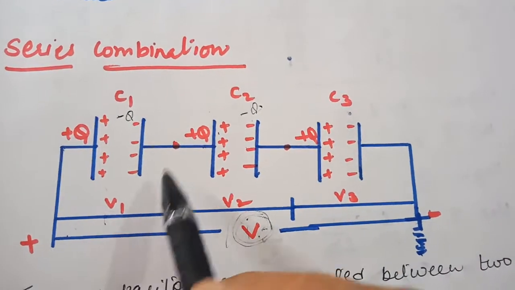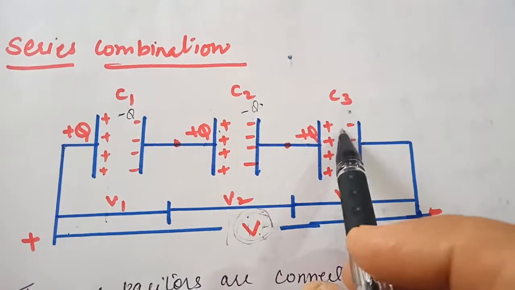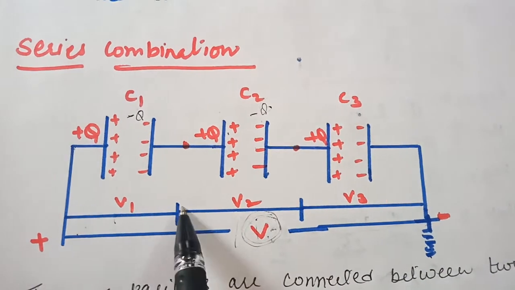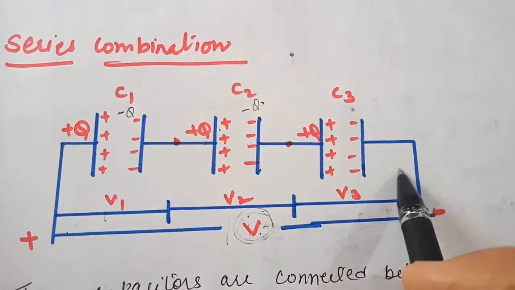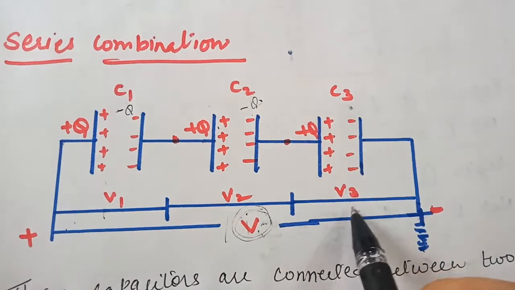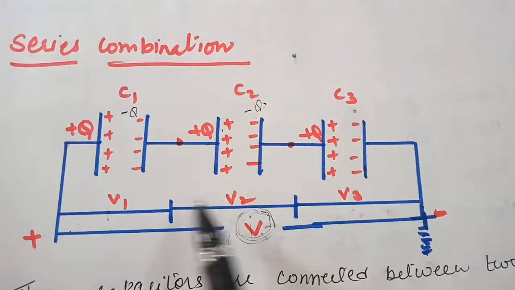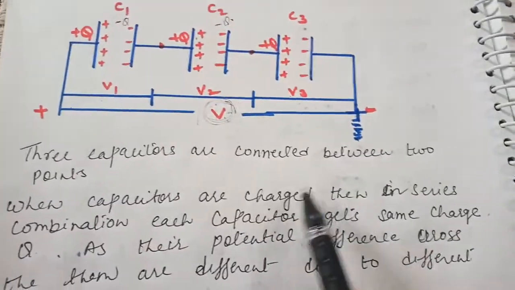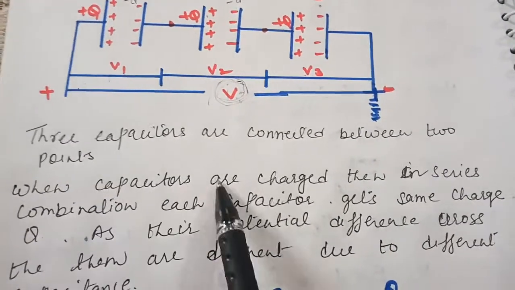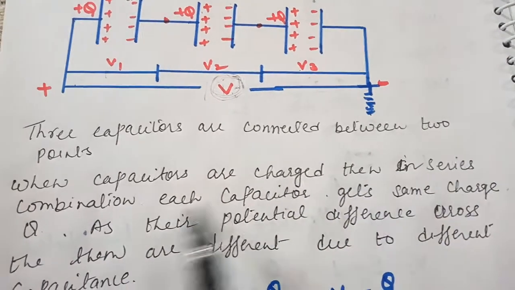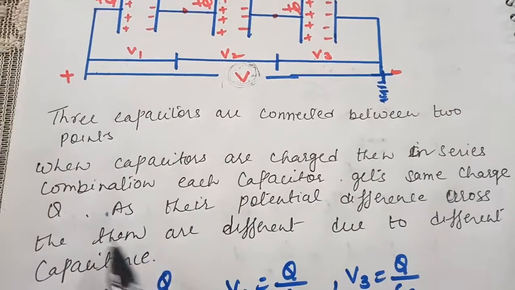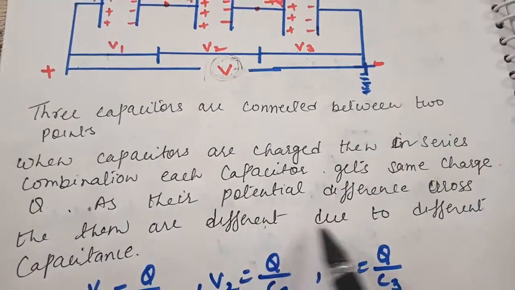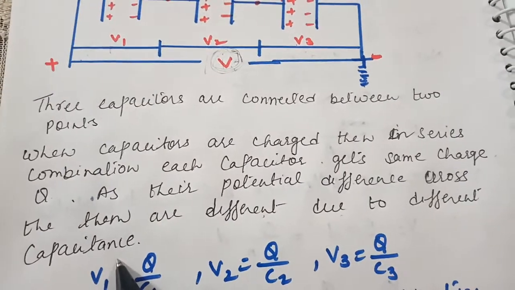But the capacities of the capacitors are different, so the potential difference across the two plates of each capacitor will be different, that is V1, V2 and V3. So V will be equal to what? V1 plus V2 plus V3. So three capacitors are connected between 2 points. When the capacitors are charged, then in series combination each capacitor gets the same charge Q, while the potential differences across them are different due to the different capacitance of the capacitors.